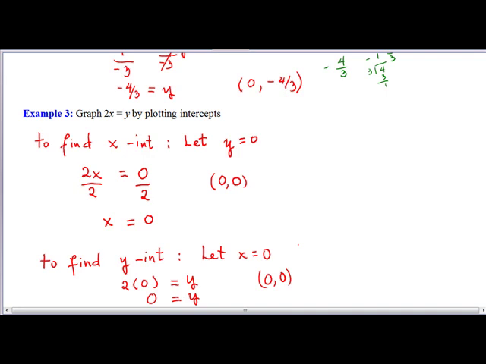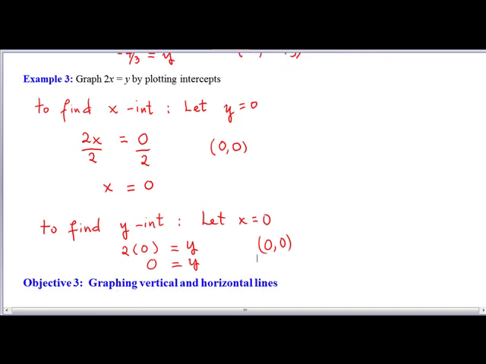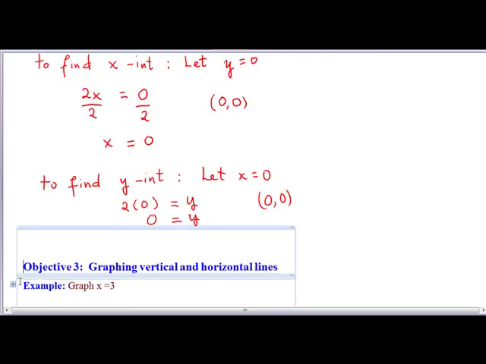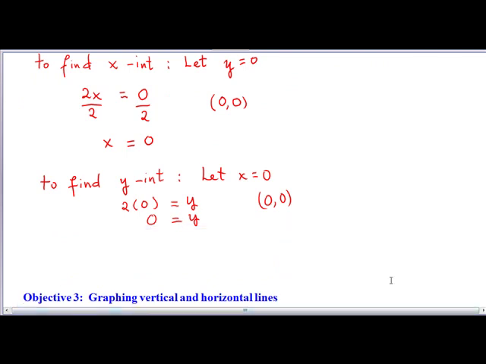But to graph the line, we need at least 2 points. So what I'm going to do is try to find a point besides the x and y intercept. Pick another point. Let's try to pick x using a table like this one. Let's use 2. When x equals 2, you have 2 times 2 equal to y, so y equals 4. So when x equals 2, y is 4.